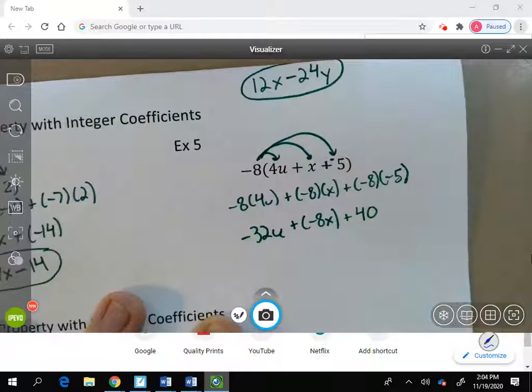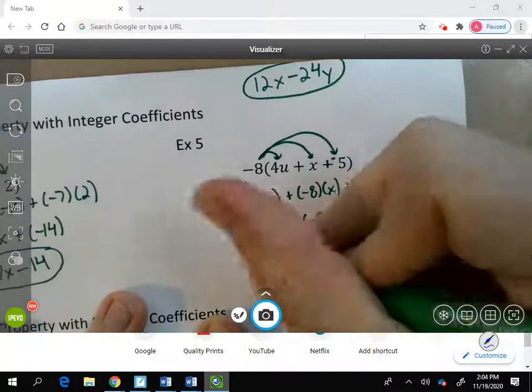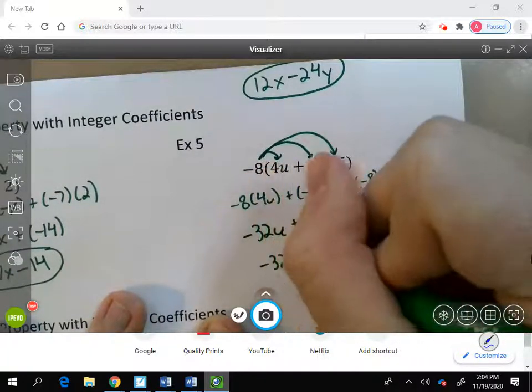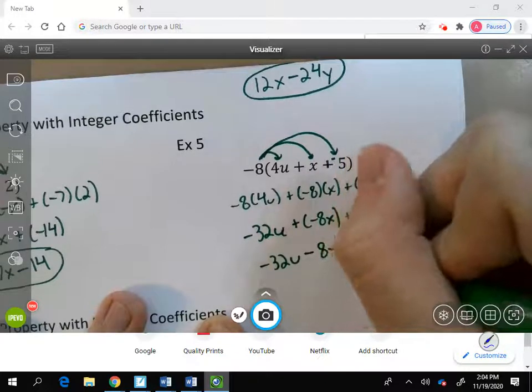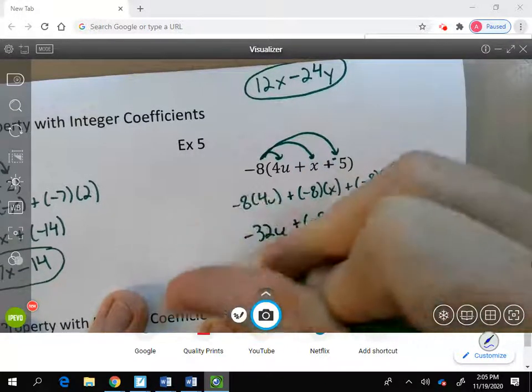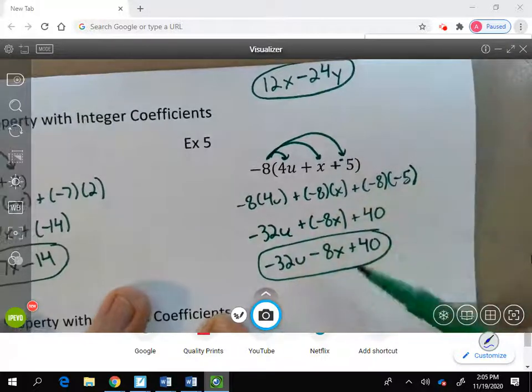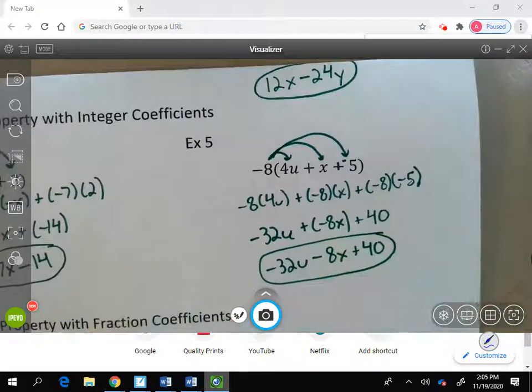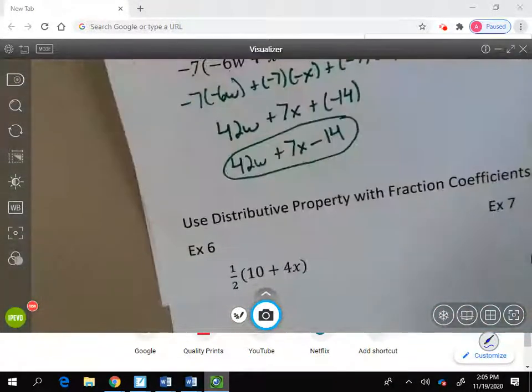Again, this is a perfectly fine answer, but we're going to write that as negative 32u minus 8x plus 40. Same thing. Only difference is instead of doing a plus and negative, we just put a minus there. We're going to take on two more.